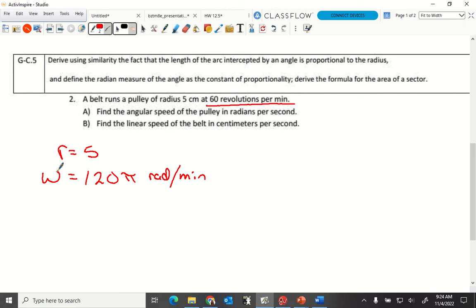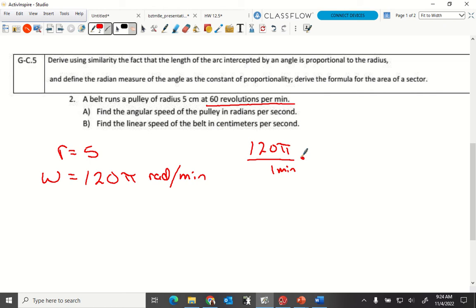Now, option A. It says find the angular speed, which is my W, of the pulley in radians per second. So right now I have it set up in per minute, don't I? Yeah. So I've got to convert that to per second. So that's going to turn into 120 pi over 1 minute.